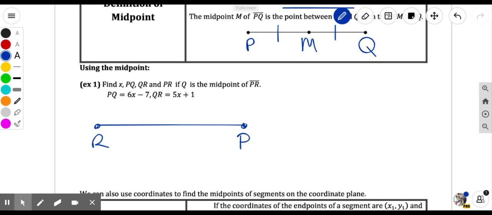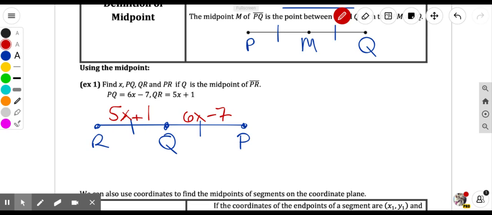And then it says Q is the midpoint, so Q is going to be in the middle. RQ is equal to QP. Let's label with the given information. It says PQ is 6x minus 7. RQ, or QR, same thing, is 5x plus 1. The only thing we know about this picture is that those segments are equal.